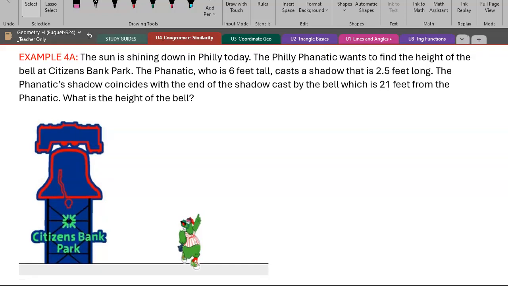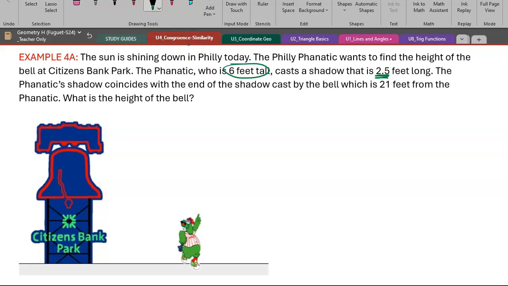Maybe in the fall, hopefully we're holding a World Series title. But regardless, the sun is going to shine down in Philadelphia today. The Fanatic wants to figure out the height of the bell at Citizens Bank Park. Now, the Fanatic is 6 feet tall. We'll come back to that in a minute. And casts a shadow 2.5 feet long.